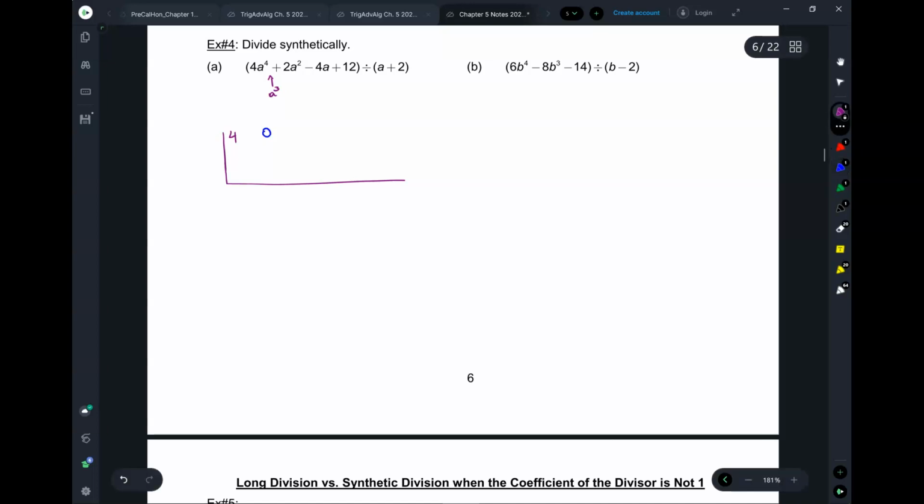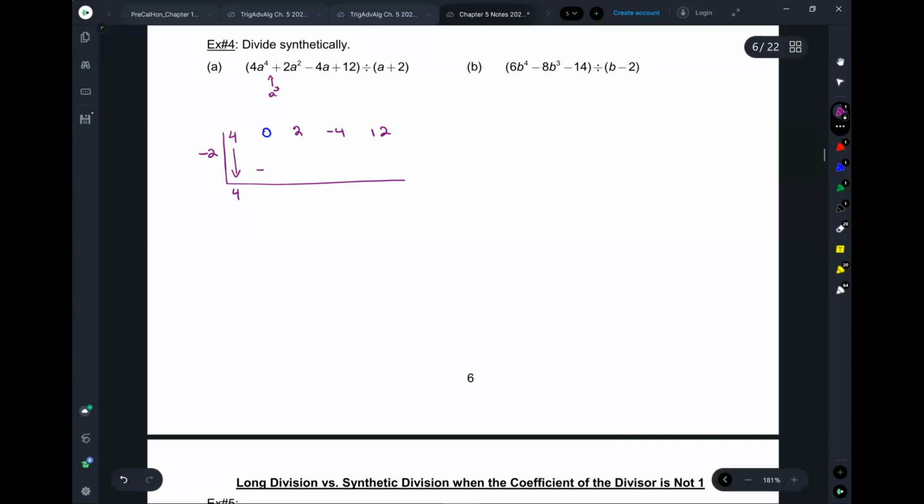Okay, so now we put 2, negative 4, 12. Here's what I always do. Exponent of 4, right? 4, 3, 2, 1, 0. That's always got to happen. You have to start from the highest, and you have to have 1 for each until you reach 0. Okay? What goes out here in the front to the left? Negative 2. Okay. First number comes down for free.